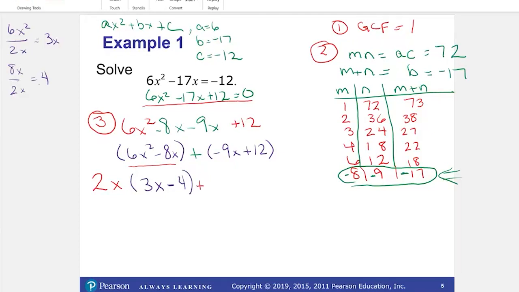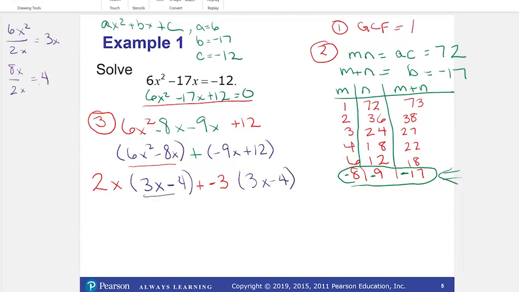Plus, and now I have to do the same thing for my second group of numbers. So here I'm always going to factor out that negative because I want that leading term, that negative 9x, to be positive. So I'm going to take the negative out, and both 9 and 12 are divisible by 3. So I'm going to say minus 3. And then if I divide minus 9x by minus 3, I get 3x. And if I divide 12 by minus 3, I get minus 4. Actually, I did it in the wrong color. It's easier to see when I do it in the right colors. So this would become 3x minus 4.